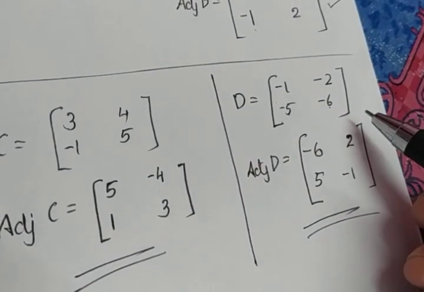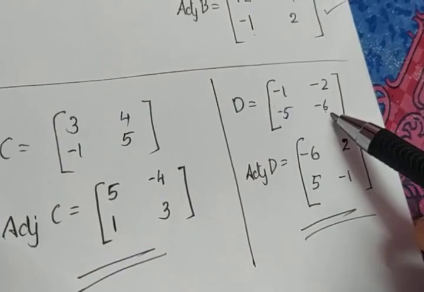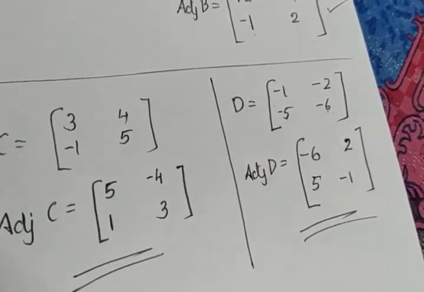So it is only possible for a 2 by 2 matrix. What you have to do is interchange the main diagonal elements and just change the sign of the off diagonal elements. Only for a 2 by 2 matrix.